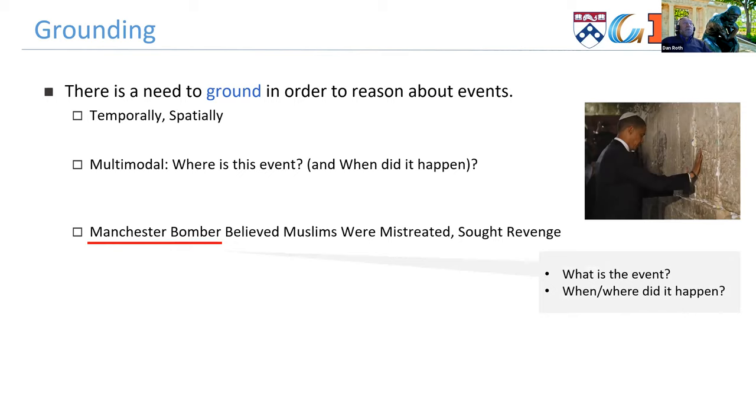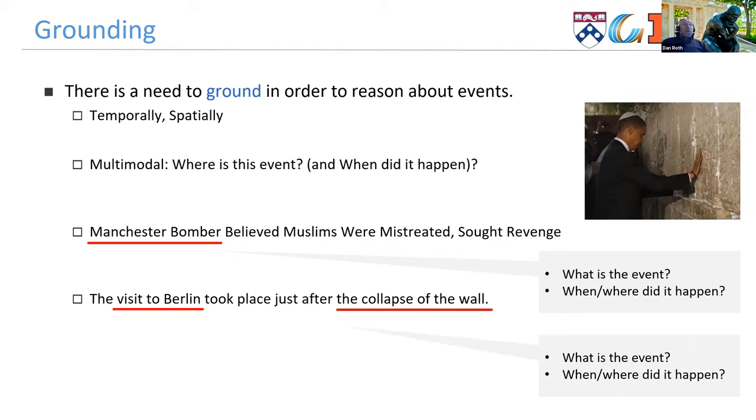Similarly, here is an event. In order to really understand what's happening here, we need to understand a lot of things outside the sentence. We need to understand what is this event, where and when did it happen, and this will potentially give us some background information to understand the event. And similarly, if I want to know when the visit to Berlin took place, I need to understand an event like the collapse of the wall. That is a well-defined event, but again, I have to address the grounding question in order to deal with it.